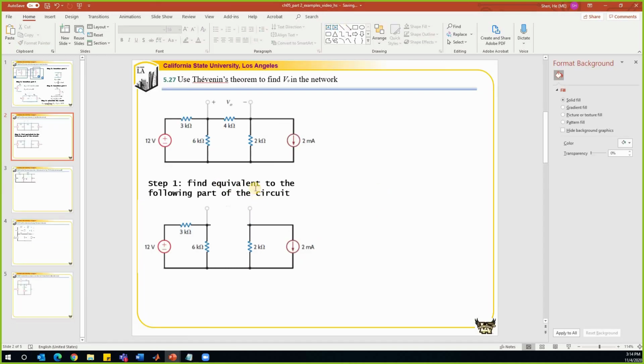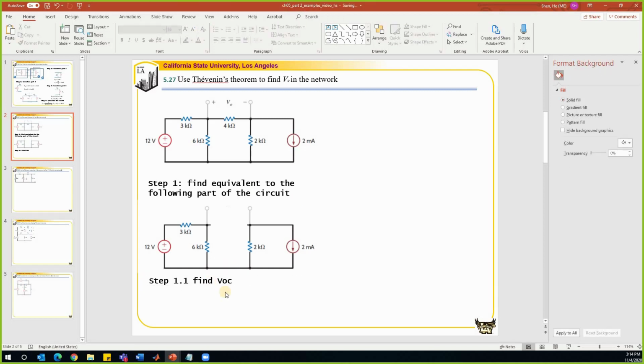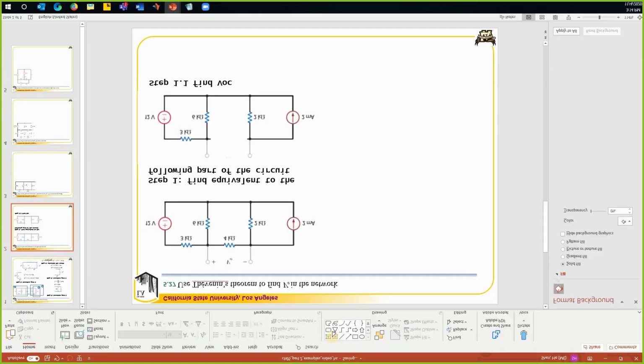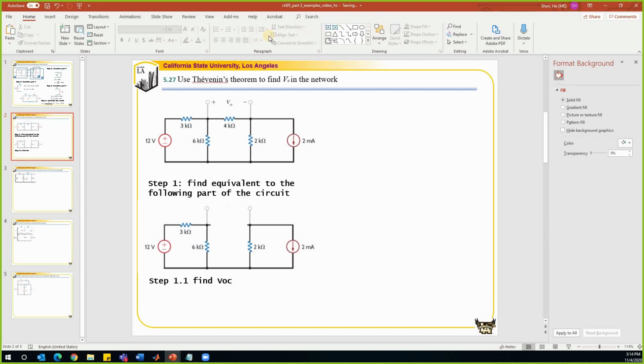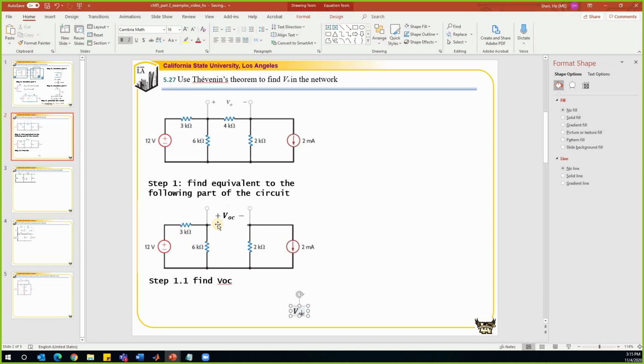So first step is to find VOC. Step 1.1, find VOC. VOC represents open circuit voltage. We want to give it a reference polarity. Let's call the left side positive and the right-hand side negative. So this is the reference polarity that we give. You can give it in the other direction, but you just need to make sure the way that you define it is consistent with the way that you draw the Thevenin's equivalent circuit.